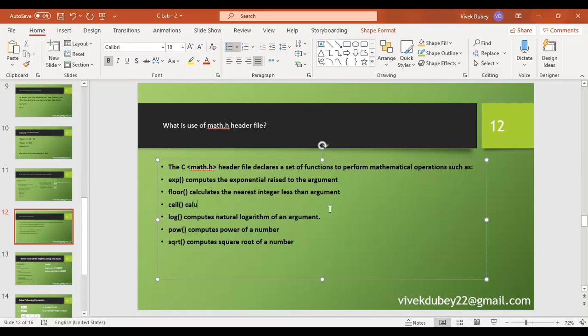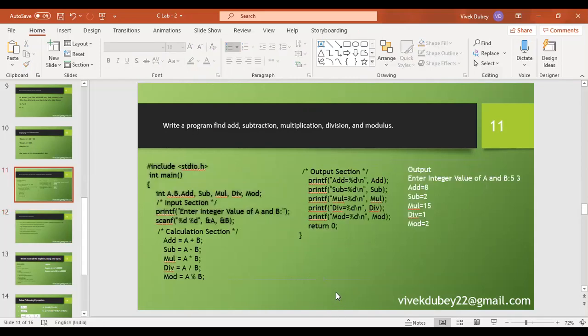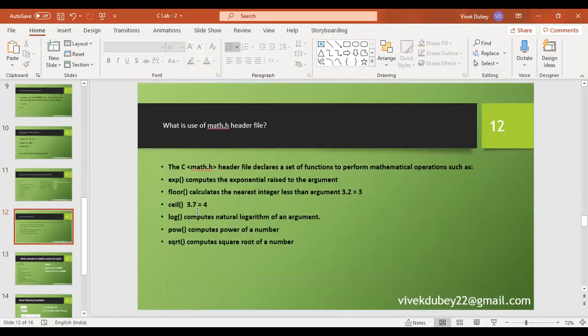Largest will calculate. For example, we have 3.7. Then you should get what? You will get 4 here. Okay. But here you will get what? Here, we have 3.2, then you will get 3. Okay. So this is the explanation of ceil and floor.